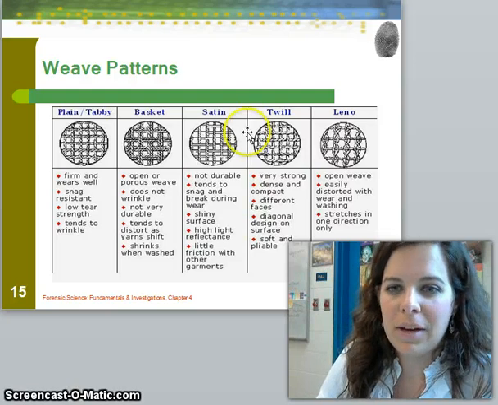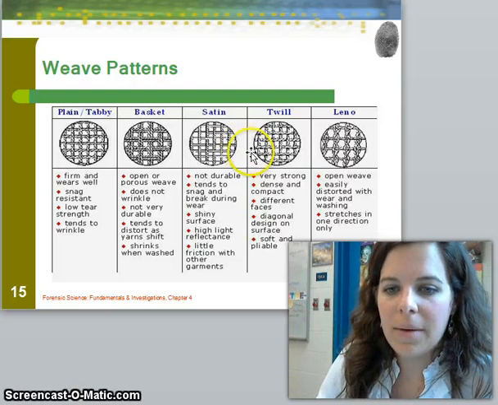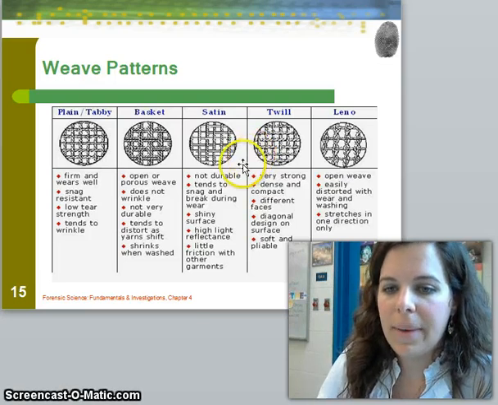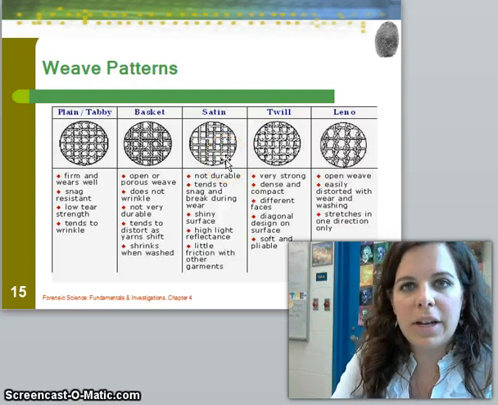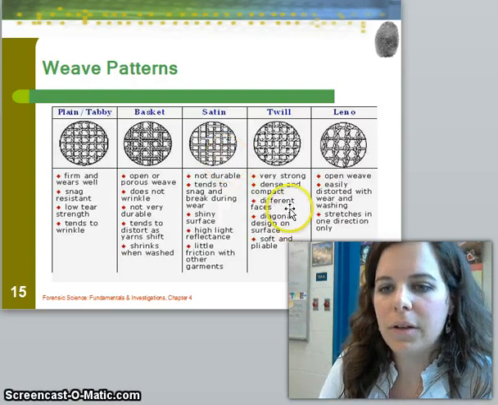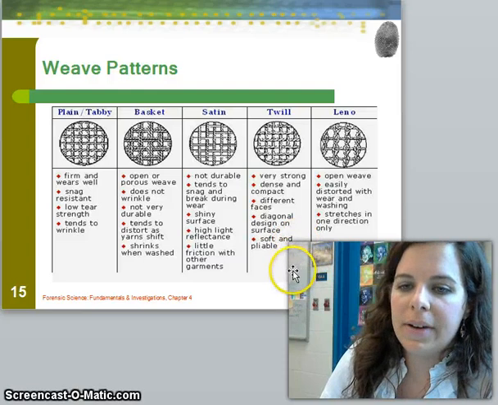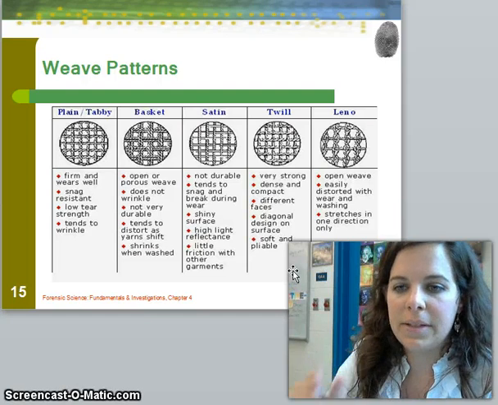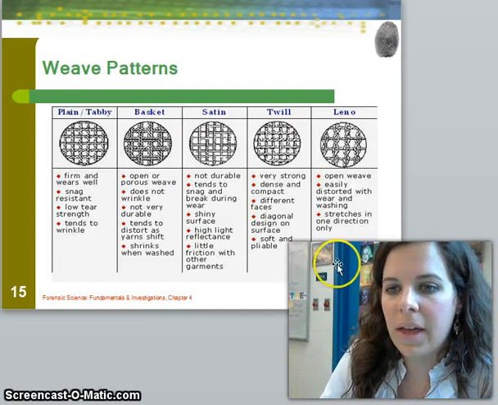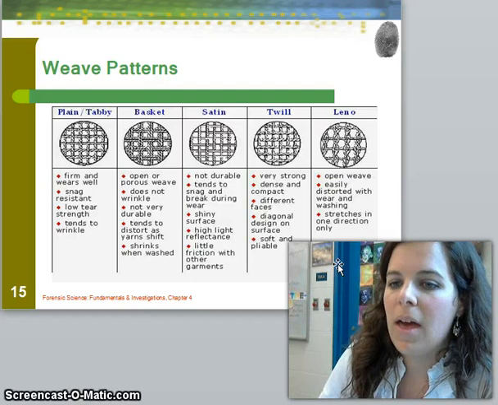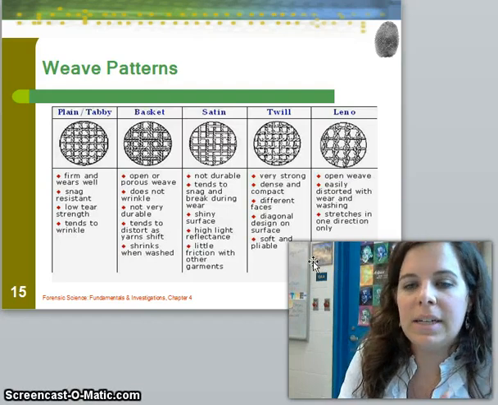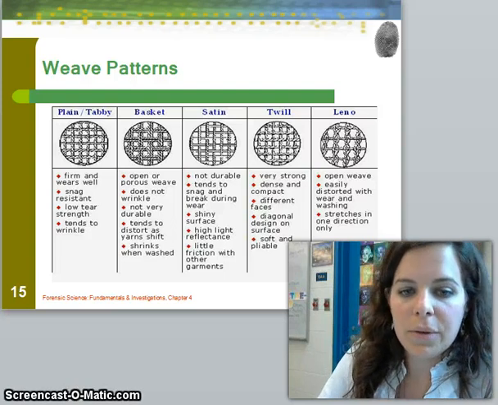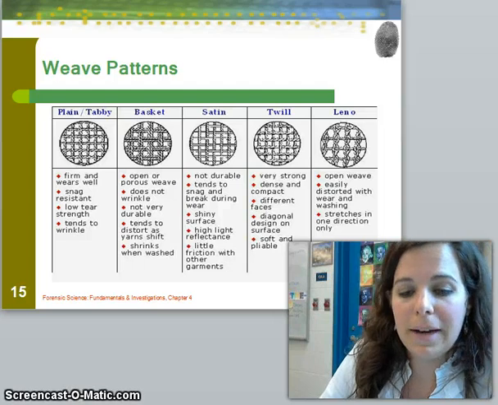If you've worn silk, you might know this, or satin. It's very shiny and it reflects light very well. And there's not much friction. So if you think of satin, you can think of that. Twill is very strong. It's very dense, compact, and it has different designs on either face of the fabric. And then a leno is an open weave. It can be very easily distorted, but it only stretches in one direction. And so those are the different weave patterns, which are already in your notes guide.